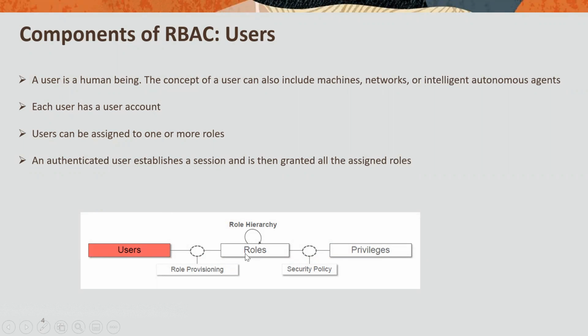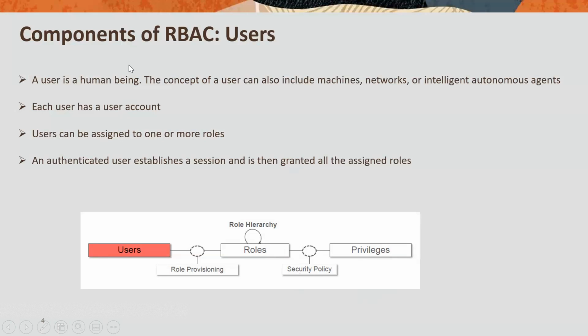Okay, through role provisioning, and the roles themselves will have a hierarchy. So there is one parent role, and under that role there can be some child roles or hierarchy roles. That is called role hierarchy, and these roles will define the privileges using security policies.